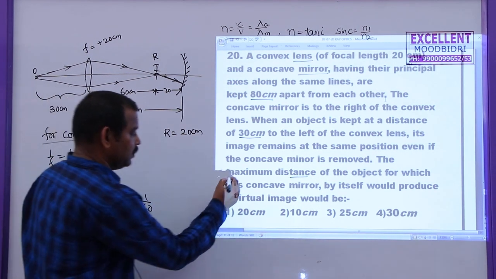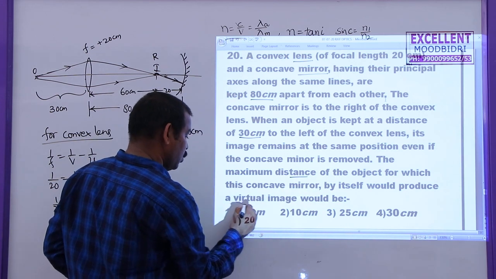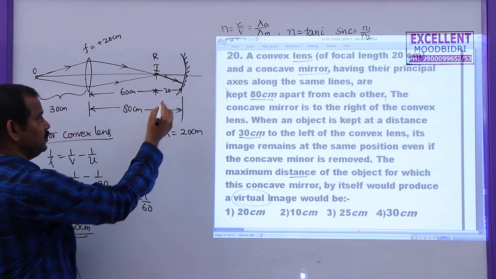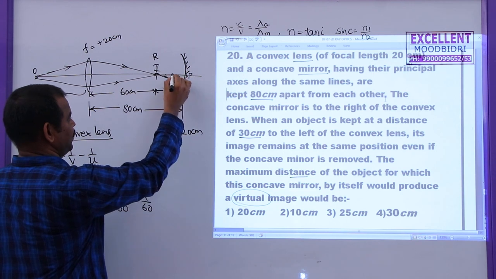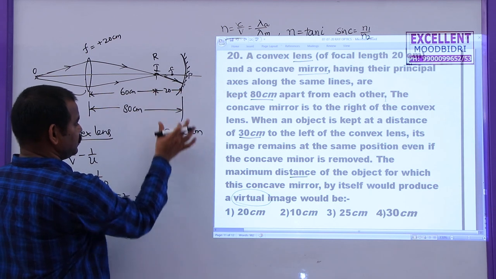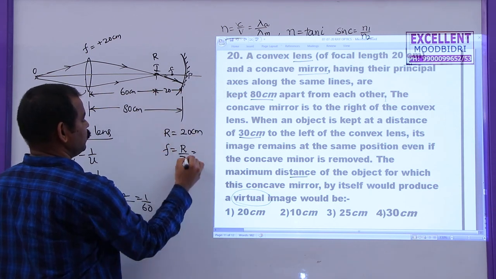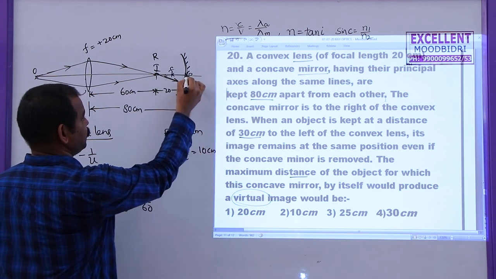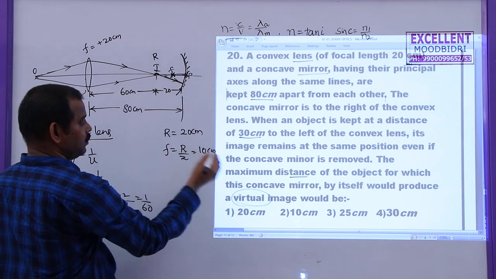Here, what is the maximum distance of the object for which a concave mirror itself produces a virtual image? A concave mirror will produce a virtual image if the object is placed between the pole and the principal focus. So the radius of curvature is 20, so the focal length will be 20 by 2, that is 10 centimeters. If the object is placed between this pole and this principal focus, anywhere here, then a virtual image is formed.